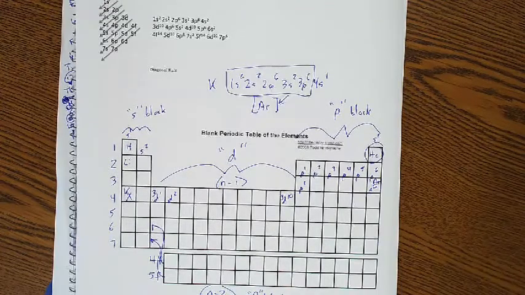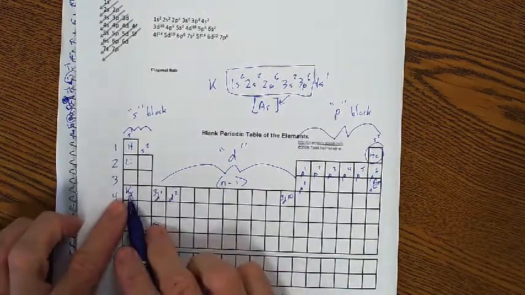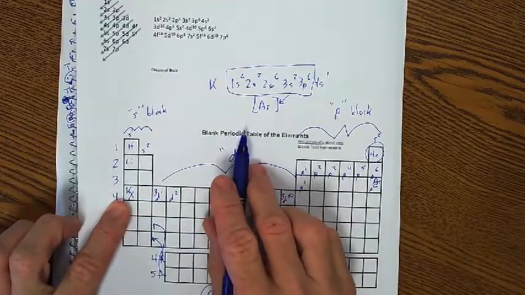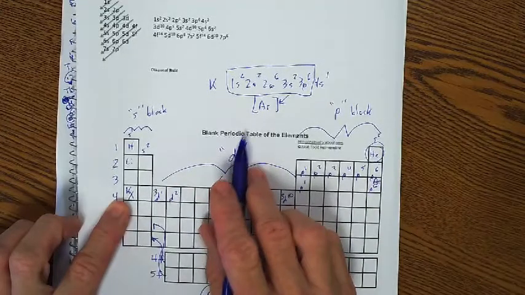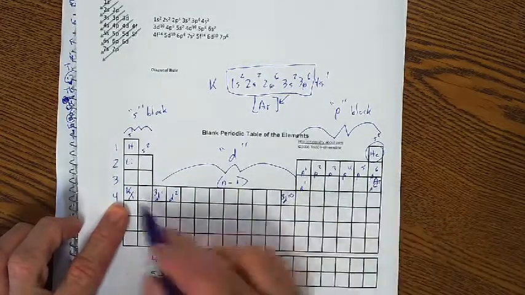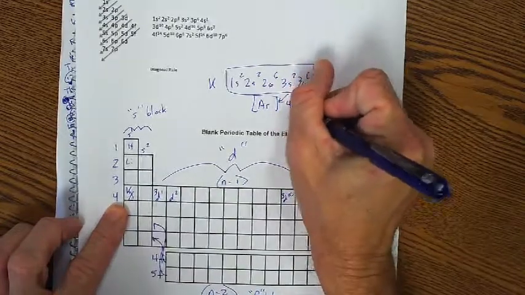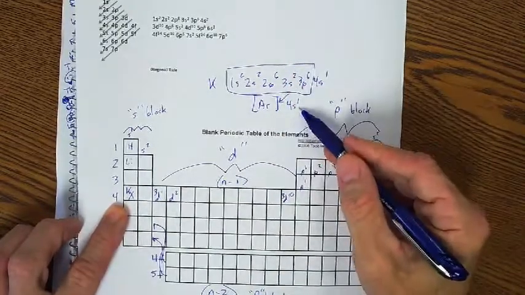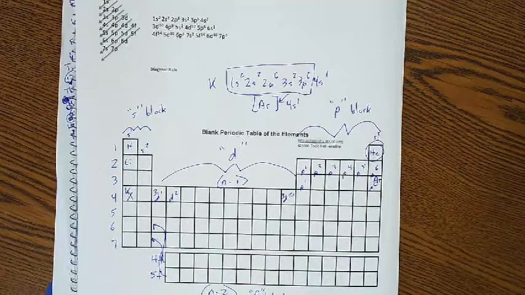They're the ones that are involved in reactions. So you find the element, go back to the last noble gas, put it in brackets, and then just write down the valence electrons that it has after that noble gas. 4s1. So again, that's telling us that potassium has 1 valence electron there.